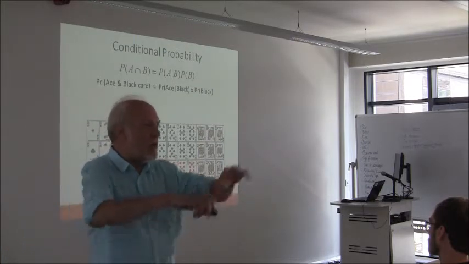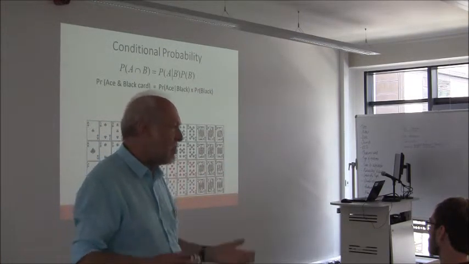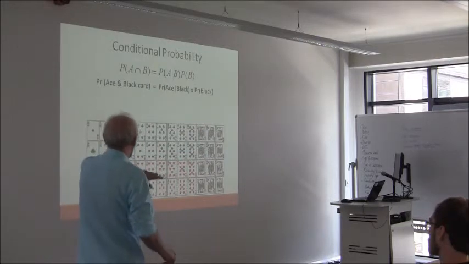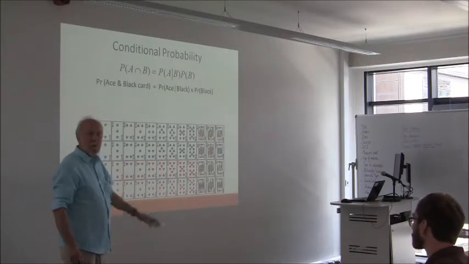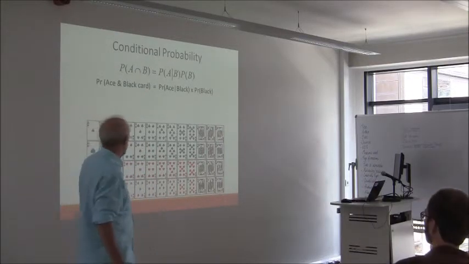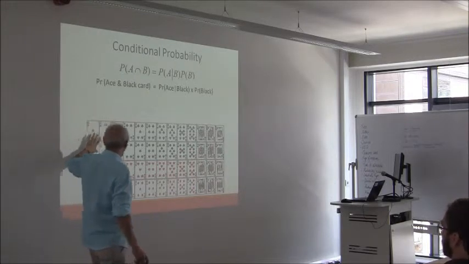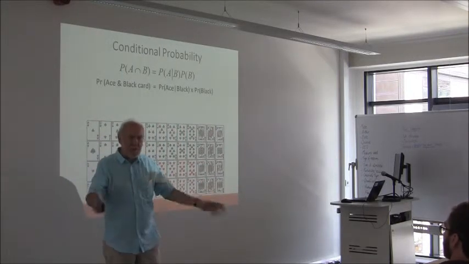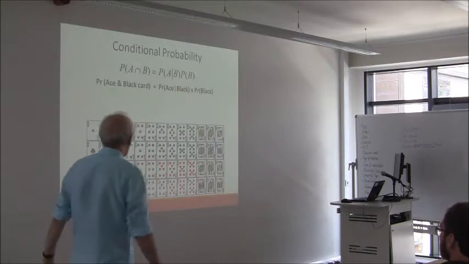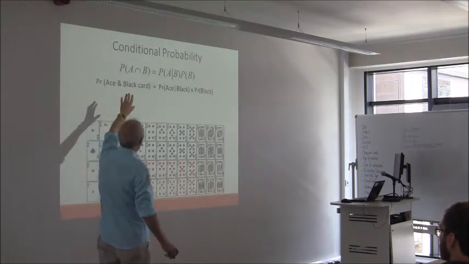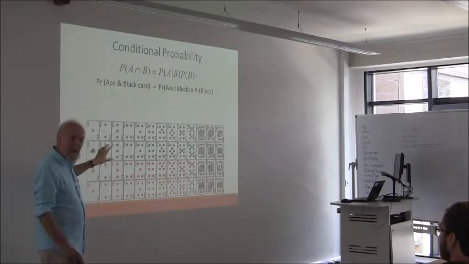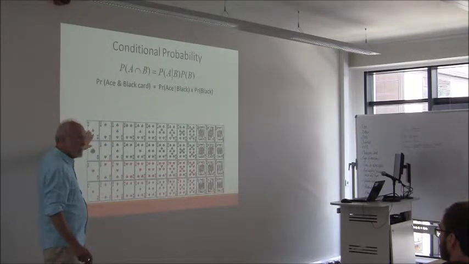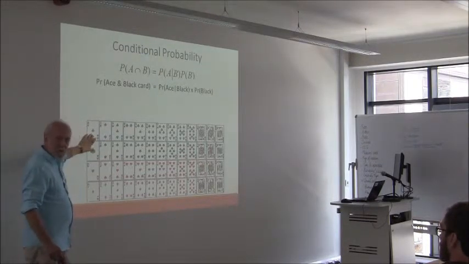Let's imagine, you're familiar with a deck of cards. There are black cards and there are red cards. Here they are, there's all sorts of numbers. And the idea is that, let's imagine A stands for the probability of an ace. Here are the aces. And the black cards, here's all the black. Let's call that B, just to illustrate. So the probability of getting A and B, meaning getting an ace and a black card, right? An ace and a black card is these two. That's the only two elements of this set that will actually fulfill that requirement.